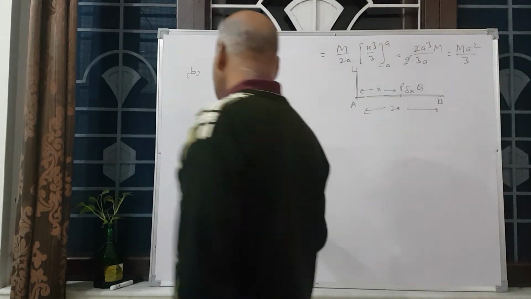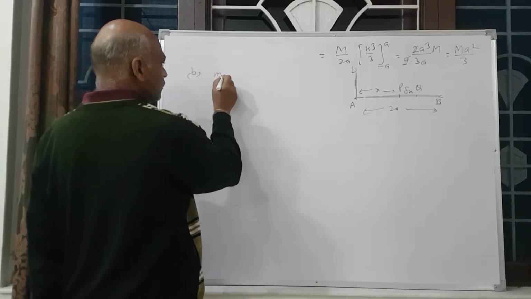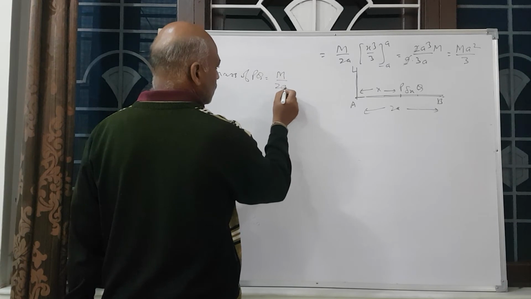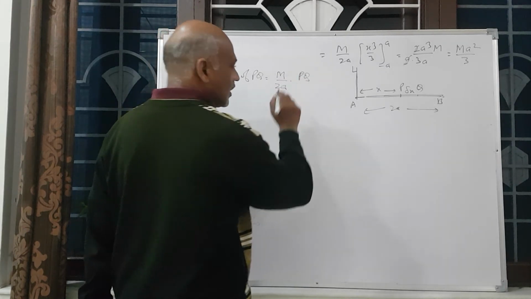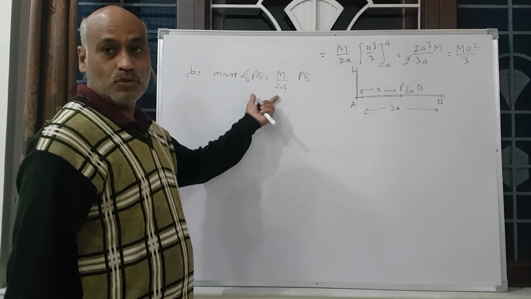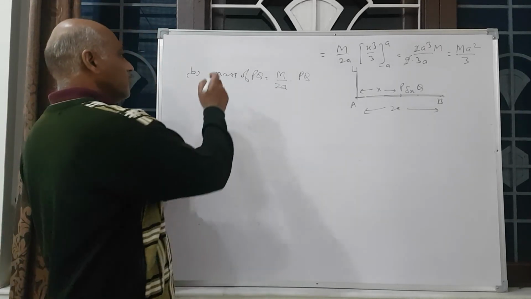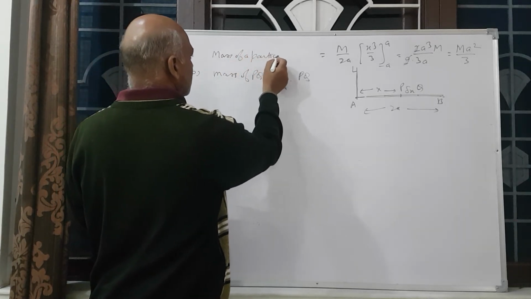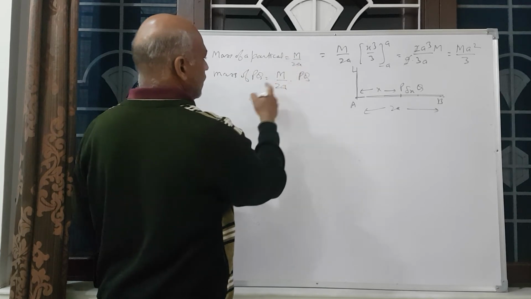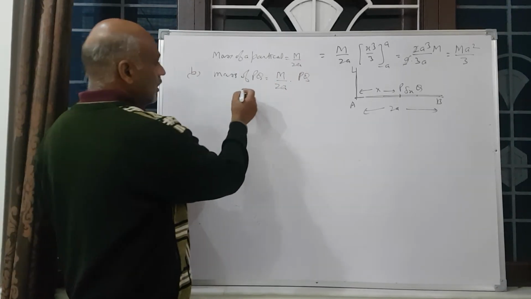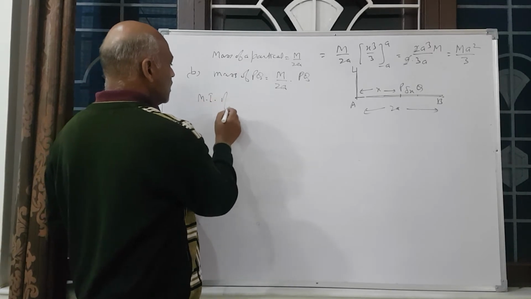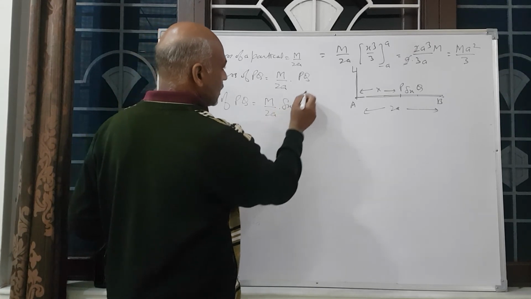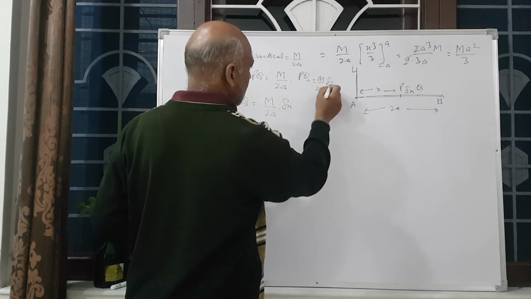The same method: mass of PQ is equal to m upon 2a into del x. This is the mass of the particle, m upon 2a times del x, and we need the moment of inertia of PQ.